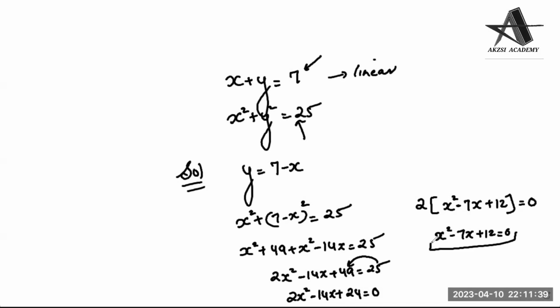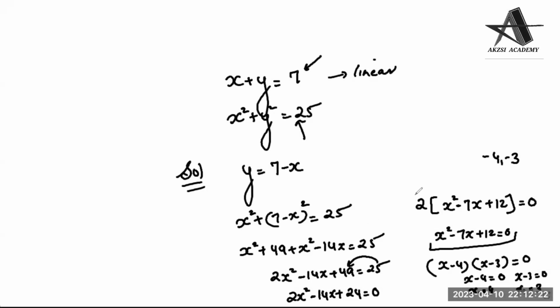This is a quadratic equation. We can solve it with any method. The simplest one I can clearly see here is the factorization method. So I need to find two numbers whose sum is negative 7 and whose product is 12. And I can clearly see it's negative 4 and negative 3. So my factors are x minus 4 and x minus 3. Just equate each of the factors to 0. x minus 4 equals 0, I'll get x1 equals 4. And x minus 3 equals 0, I'll get x2 equals 3.